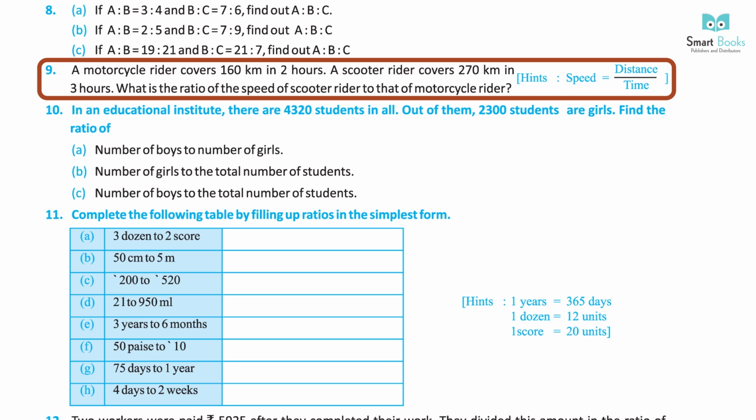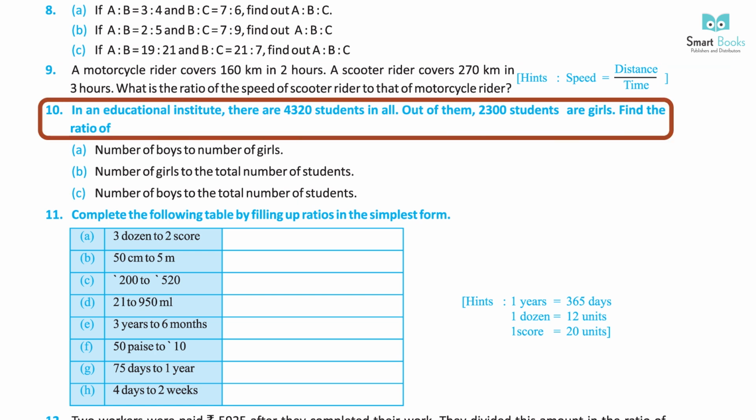What is the ratio of the speed of the scooter rider to that of the motorcycle rider? Hence, speed equals distance upon time. Solution: 8:9.